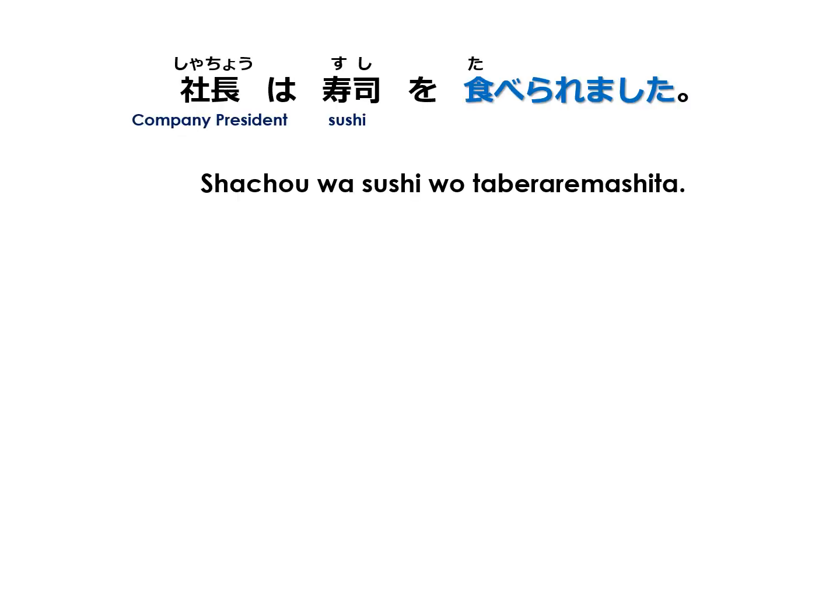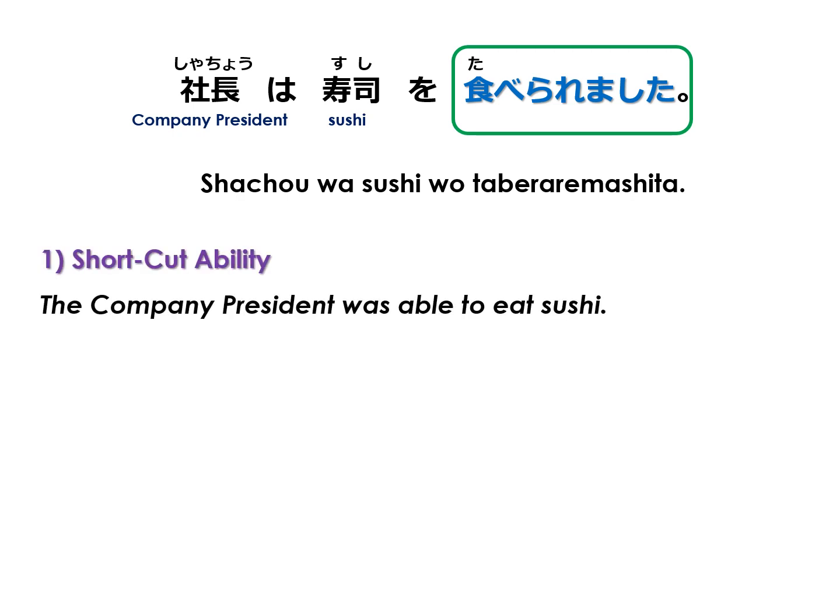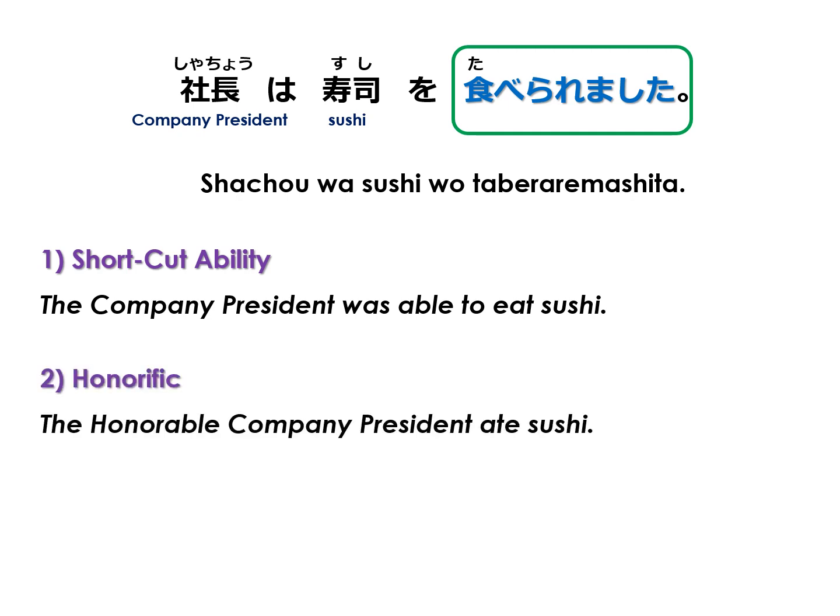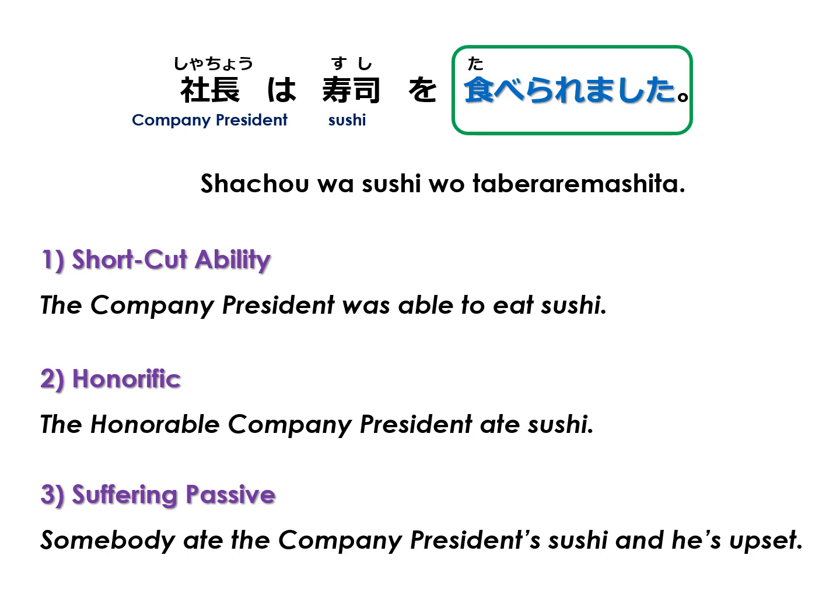For example, this sentence, Shachou wa sushi o taberaremashita. The verb is taberaremashita. Now, if this were a shortcut ability conjugation, the sentence translates to, the company president was able to eat sushi. If this were honorific, it translates to, the honorable company president ate sushi. And if this were suffering passive, the sentence translates to, somebody ate the company president's sushi and he got upset.